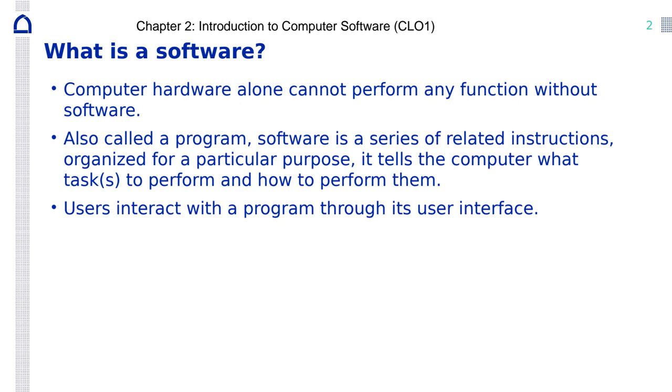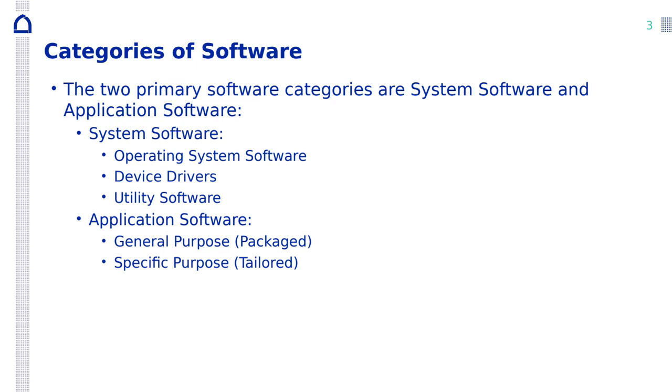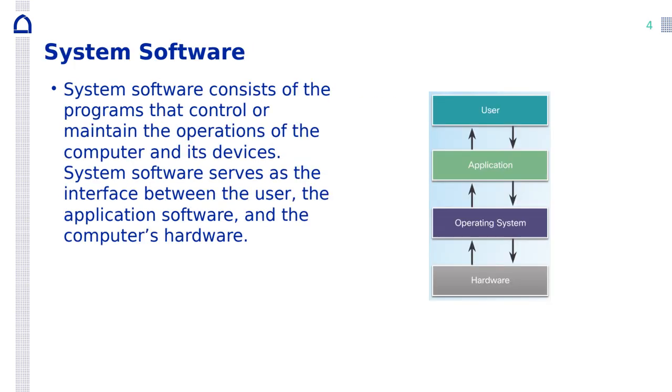And how do users interact with the software? Through the interface, the user interface. We have different categories of software. We have application software and system software. For system software, for example, we have the operating system, device drivers, and utility software. Okay, let's talk about each one.